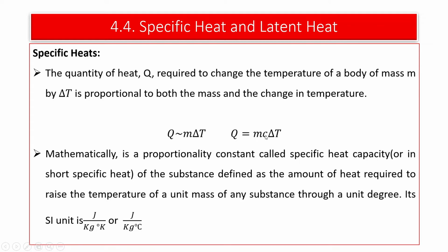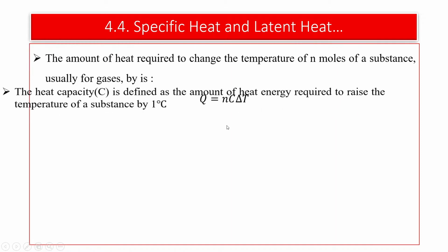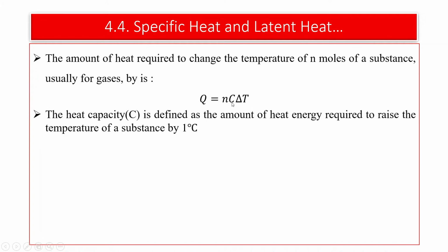Okay, so the amount of heat required to change the temperature of n moles of a substance, usually for a gas, is given by Q equals n multiplied by C multiplied by ΔT. So n represents the number of moles, and C is the heat capacity. The capital C is the heat capacity, not the specific heat capacity. This heat capacity can be defined as the amount of heat energy required to raise the temperature of a substance by 1 degree Celsius.